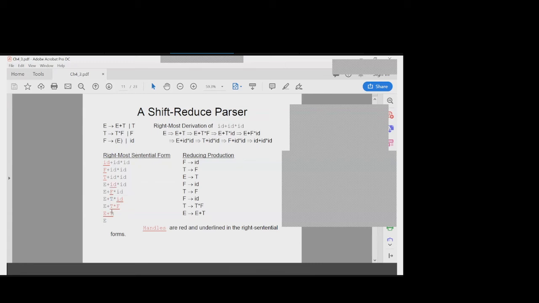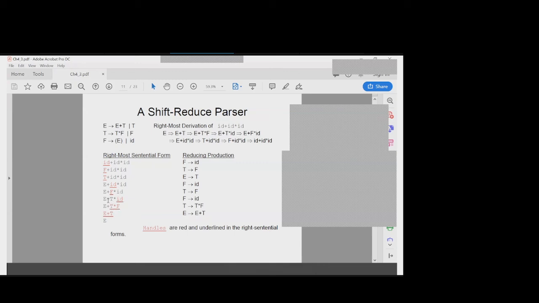Now you can see that this T can be reduced to E also, right? Then this E plus T can be reduced to E also, right? But what you have done is you went ahead and converted this ID to F. Why? Because this is leading towards the accepting state.